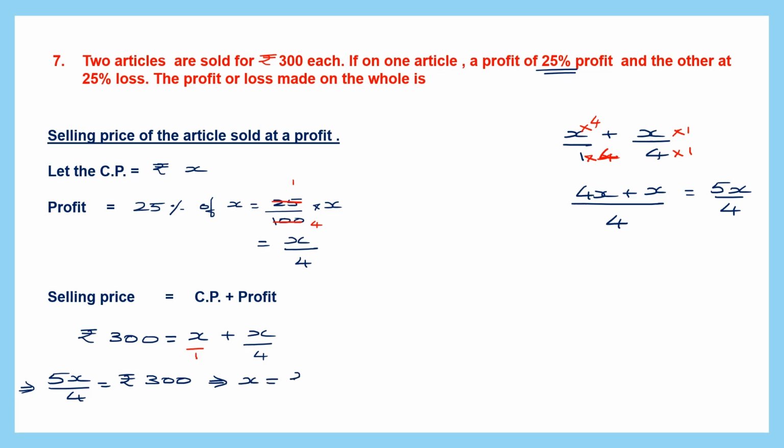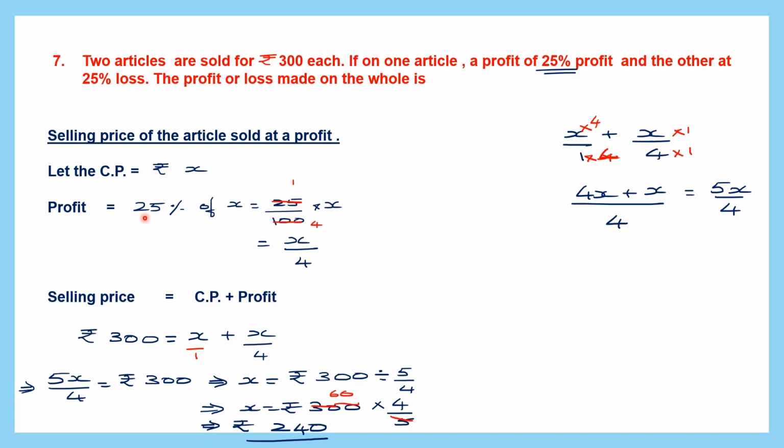We write this 300 rupees here as it is, and we're going to transpose this 5 by 4 to the other side. It becomes division, divided by 5 by 4. So x is equal to 300 into 4 by 5. We write the reciprocal. Now we can cancel. 5 6 are 30. So this is 600. So 600 into 4 is 240. So we have got 240 rupees, and this is our cost price.